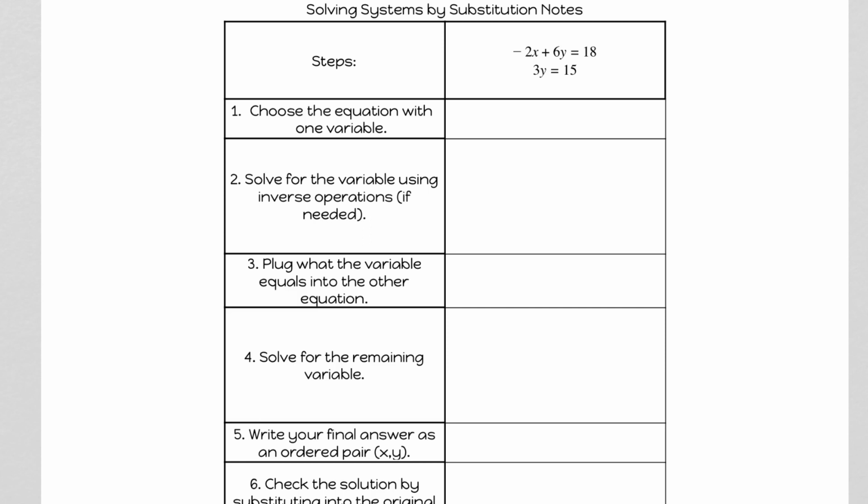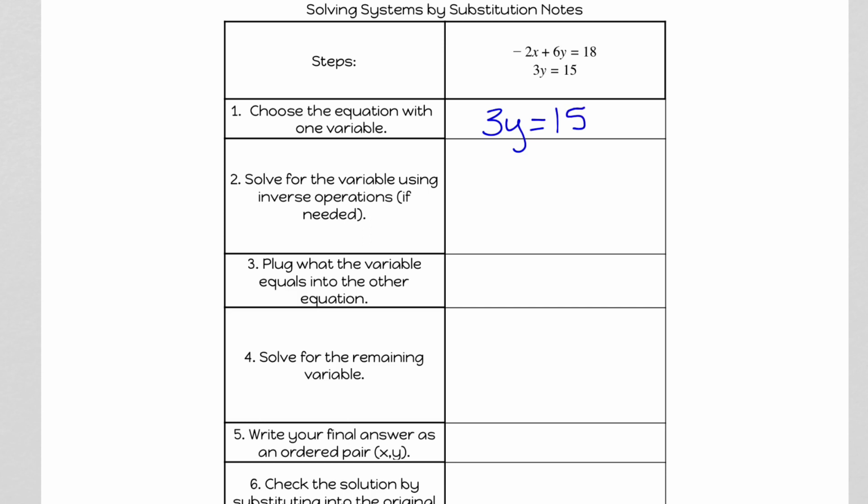So I'm going to look at between these two right here. And I'm going to say the 3y equals 15 is the one that has one variable. So I'm going to write that down right here. 3y equals 15.